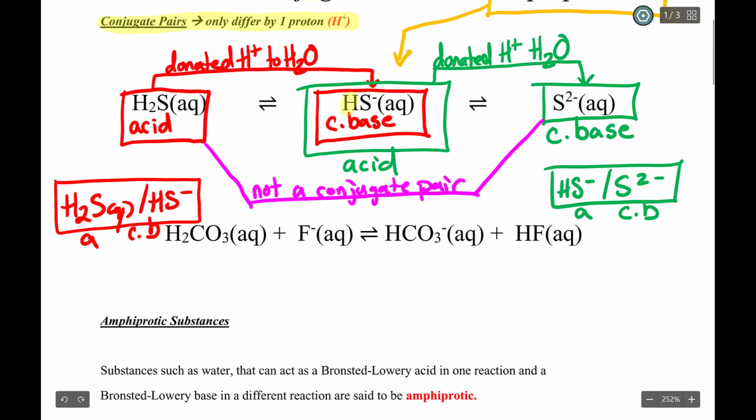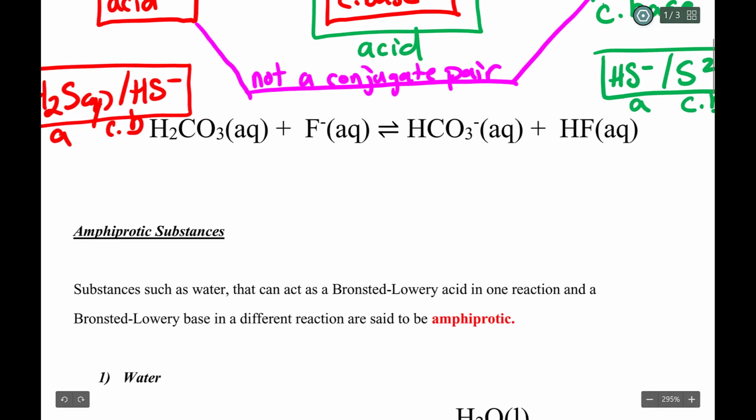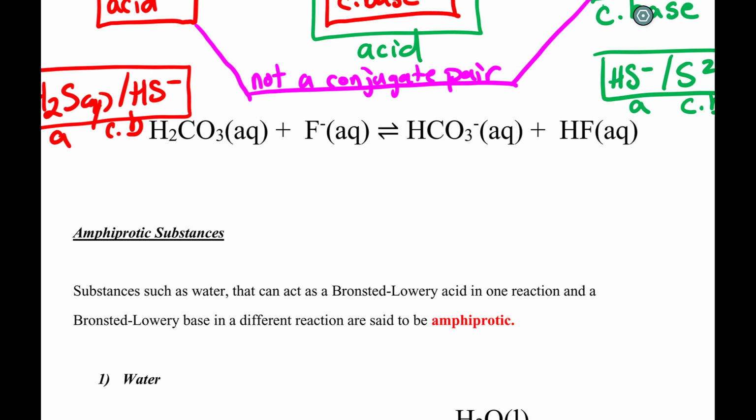So what I would like us to do right now, while this is fresh in our head, is I would like you to pause the video now and identify in this equilibrium equation, what is the acid, what is the base, what is the conjugate acid, what is the conjugate base. The acid and base are on the reactant side. The conjugate acid and the conjugate base are on the product side. Pause the video now and give it a try.